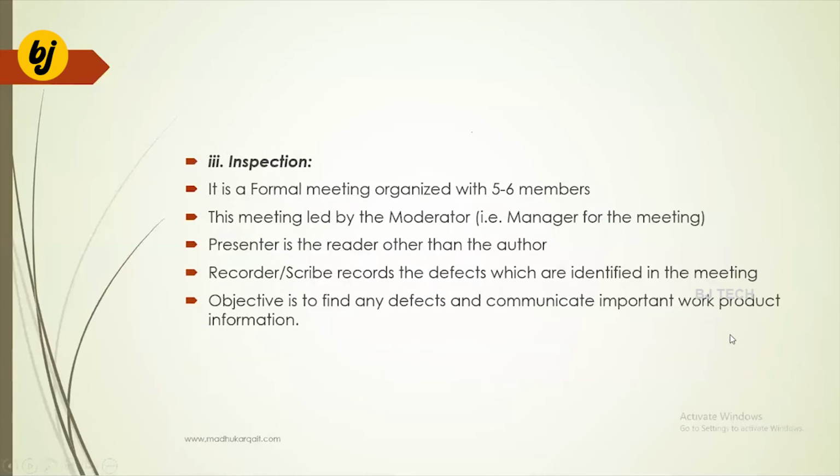For the third one, we have inspection. It is a formalized meeting. 5 to 6 members are going to participate. This meeting is led by the moderator, who is the manager for the meeting. To explain about the document, a third person is going to be involved. There's a presenter. This time the author is not going to explain. In a walkthrough, the author is going to explain.